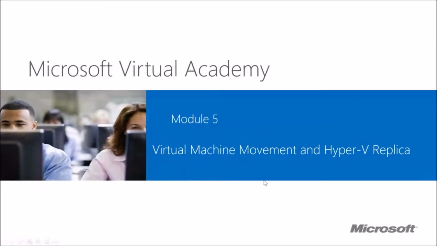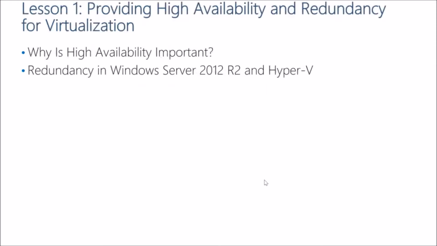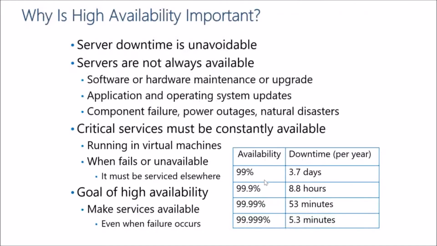So today we're looking at virtual machine movement and Hyper-V replicas. We'll get straight into it, and we'll always relate back to uptime. That's a critical thing here. Today we're going to look at providing high availability and redundancy for virtualization. We'll be implementing virtual machine movement as well as the Microsoft Hyper-V replica. So let's get started with providing high availability.